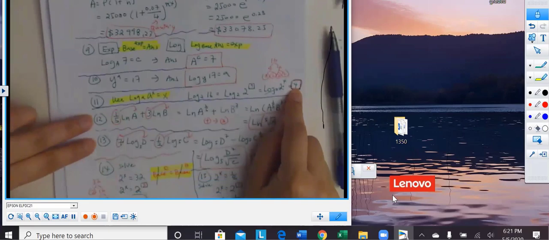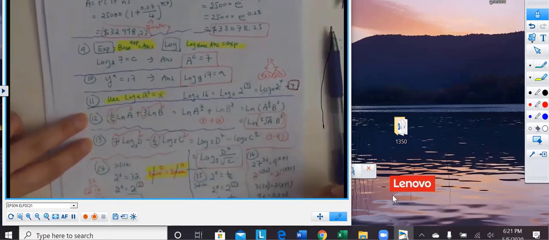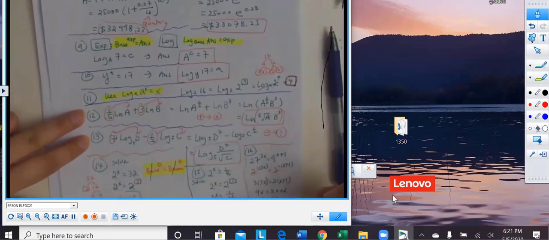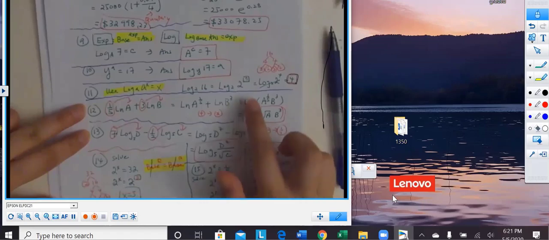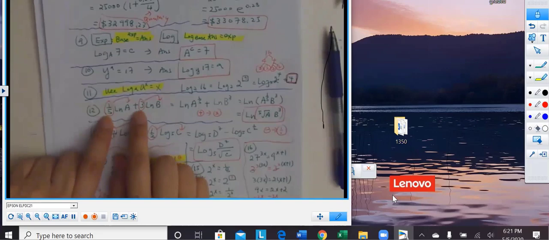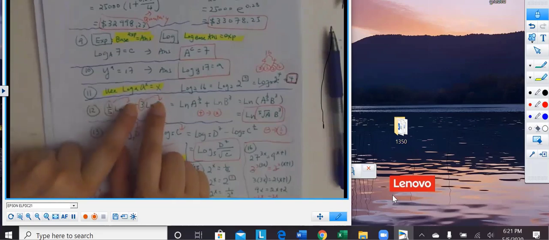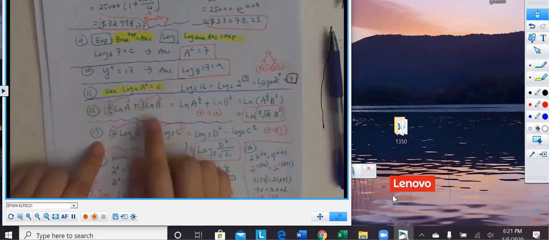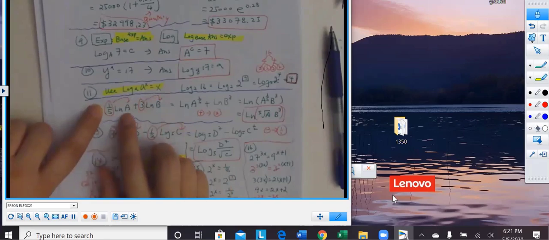Okay, number 12 and 13, if you take business calculus, you may need these skills. They want you to condense the log to one single term. The basic rule is if you see a number in front, it will turn into the power. If it's a fraction, it means it's some kind of root.